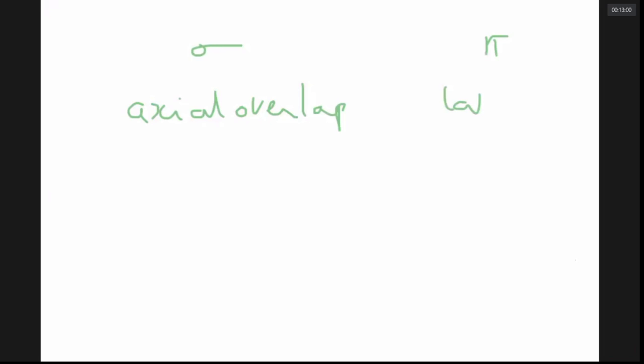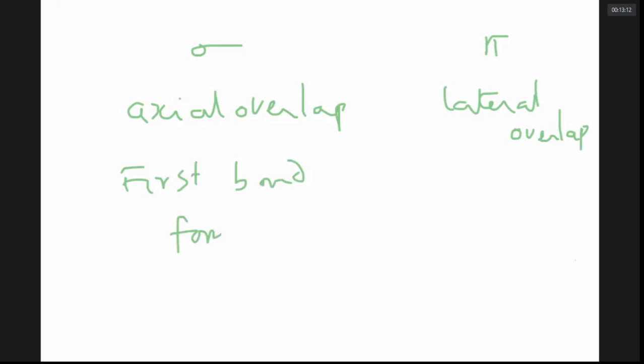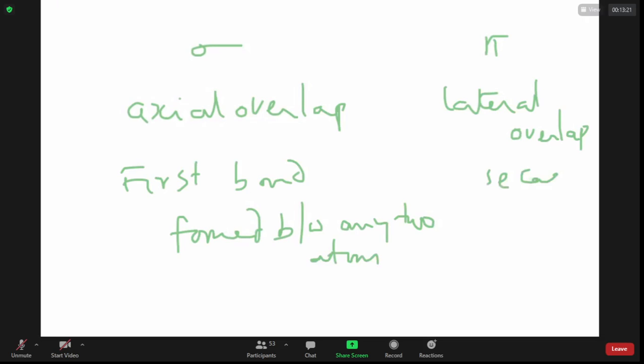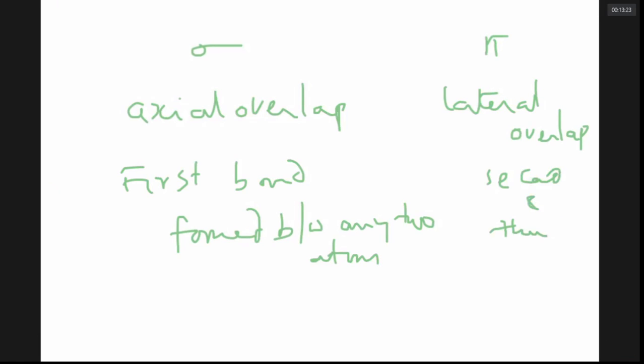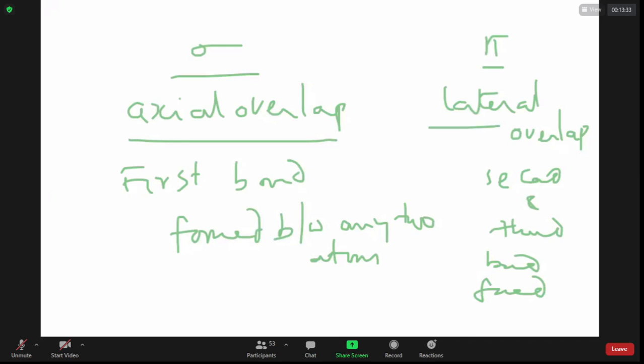Lateral overlap of orbitals gives pi bonds. The first bond formed between any two atoms is a sigma bond. The second and the third bonds formed are pi bonds. Sigma bond is formed by axial overlap, pi bond is formed by lateral overlap.